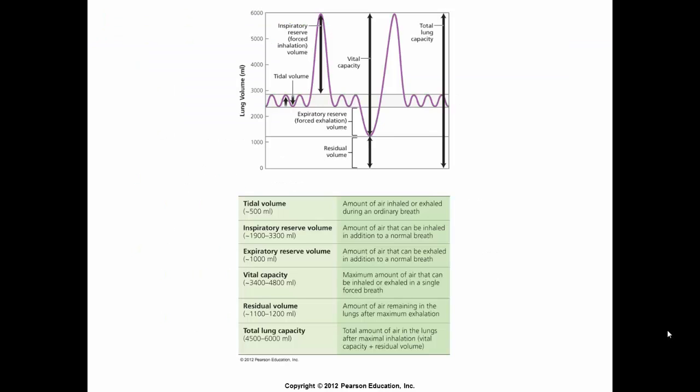This is just a graph that shows those movements of air. The tidal volume is just the ordinary breath. The inspiratory reserve is how much more we can forcibly inhale. The expiratory reserve is how much we can forcibly exhale. And so all of that equals vital capacity. The residual volume is just the amount of air remaining in the lungs, which we can never totally empty. And so the total lung capacity would be measured in all those factors.